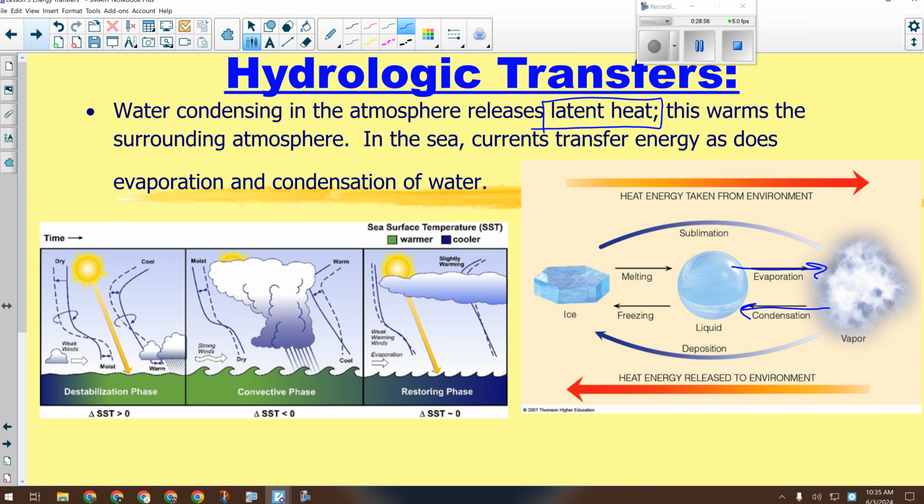You very rarely see this one. Sublimation requires a huge amount of energy. To take ice and turn it directly into a vapor, at least for water, you just don't see that. But we do see deposition.